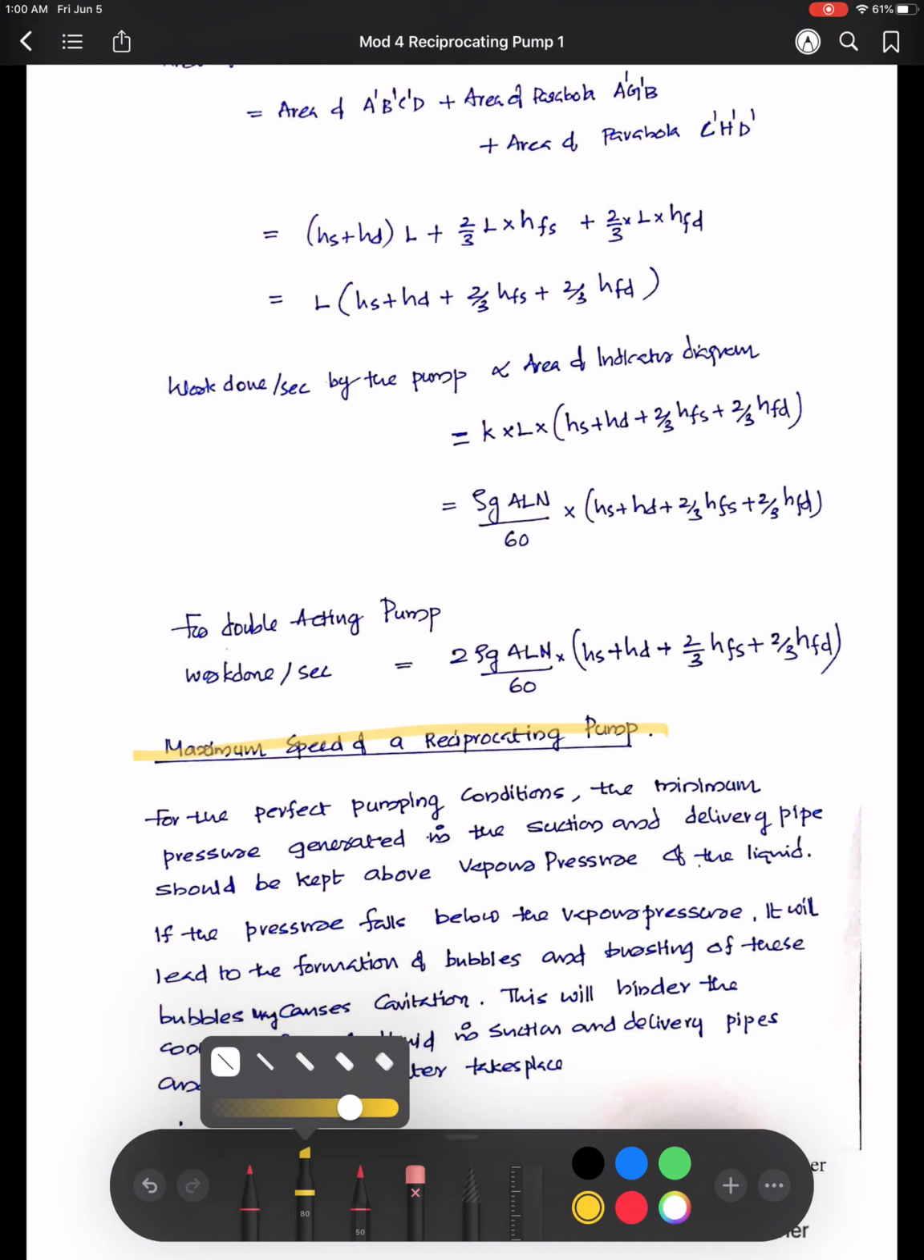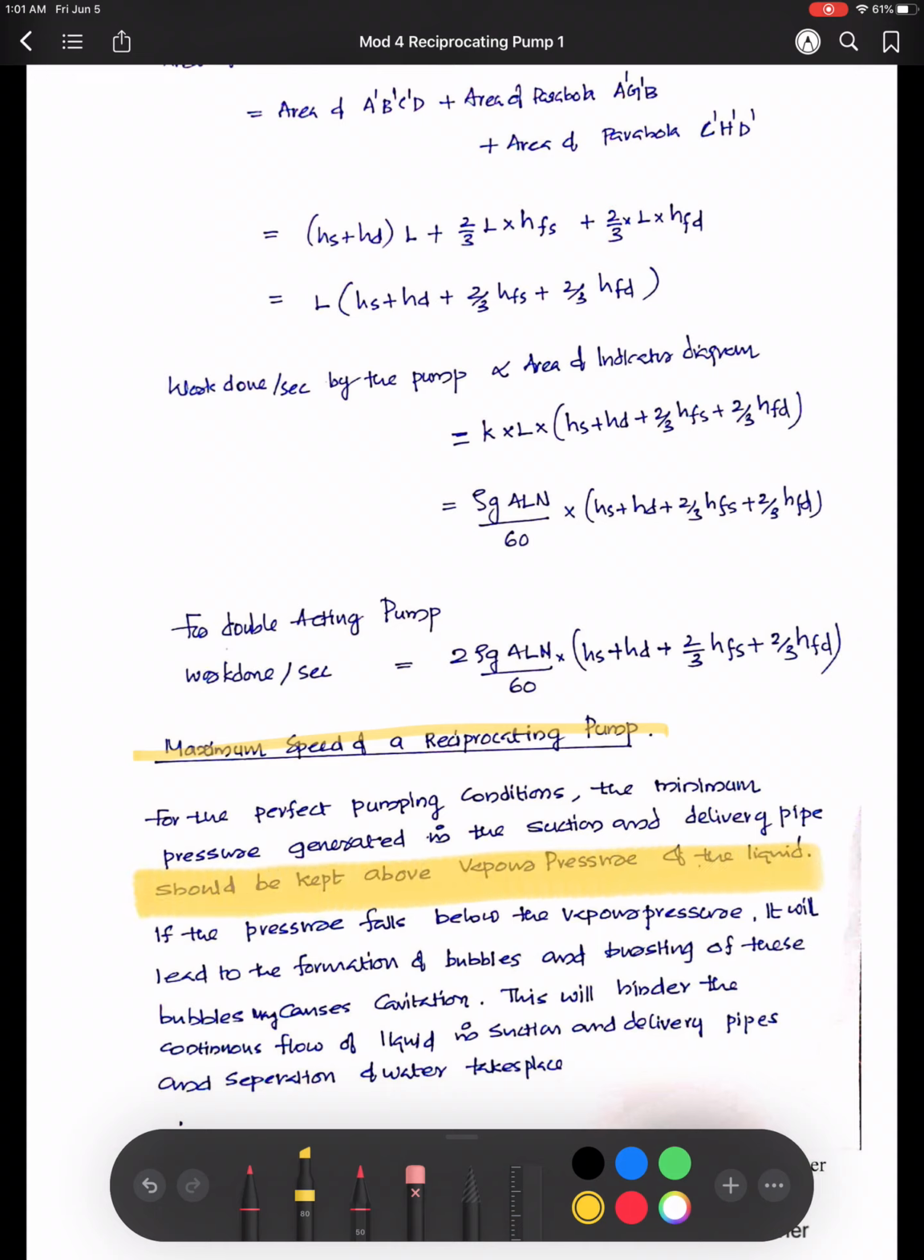Now for perfect pumping conditions, the minimum pressure generated in the suction and delivery pipe should be kept above the vapor pressure of the liquid. When the pressure inside the cylinder falls below the vapor pressure, the liquid starts to vaporize and bubbles will be produced, and these bubbles will burst coming near to the surface of the cylinder, and it might cause cavitation.